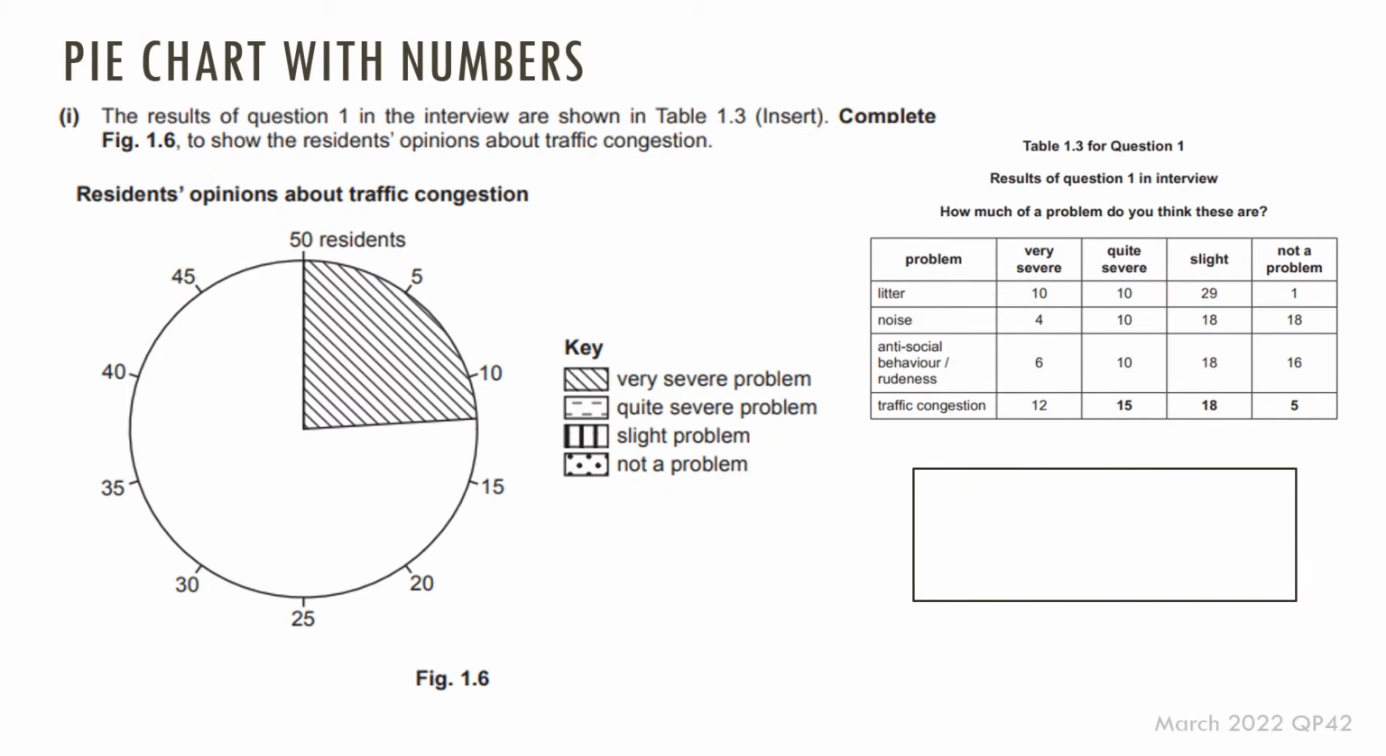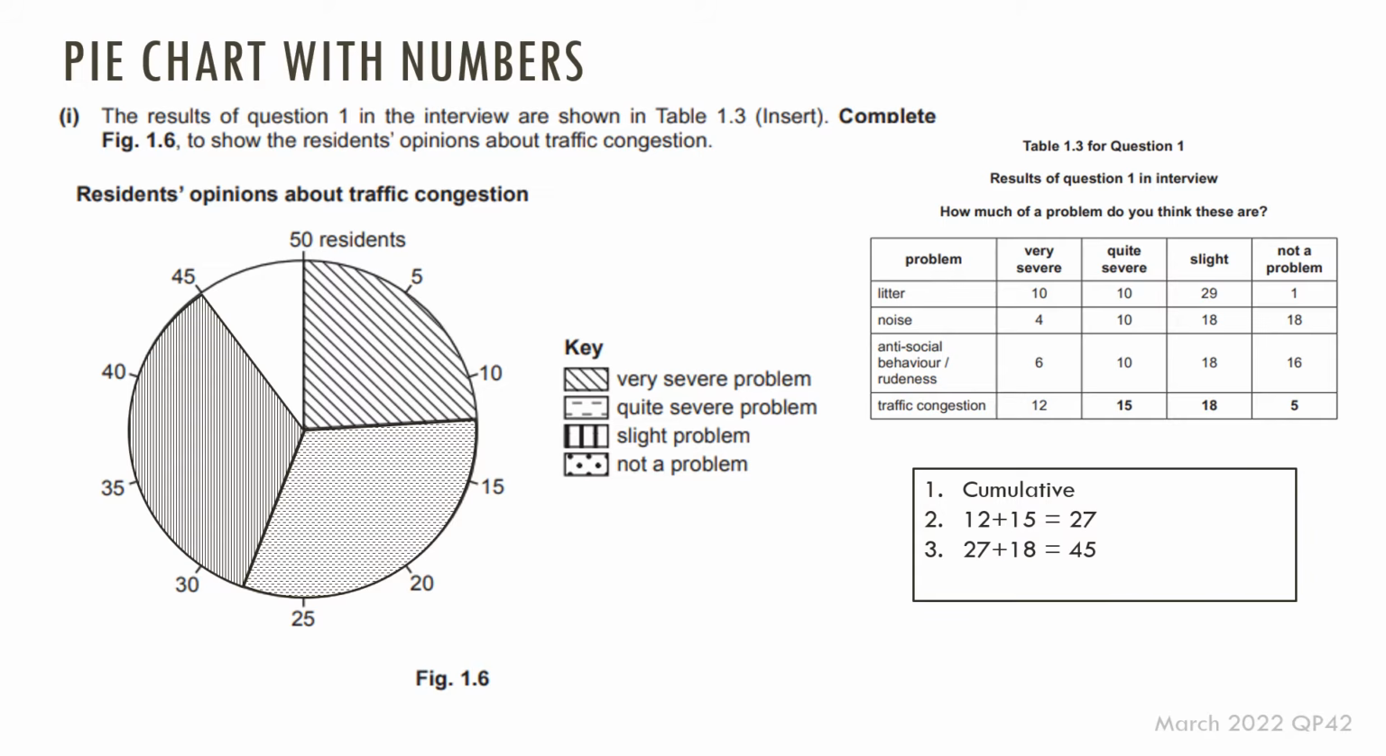Next one is when you have numbers and you have to maybe work out the angle of the degree to help you do this. So again, it's cumulative. So 12 plus 15 is 27. And again, they've put on the number of residents here and helpfully divided it up for you. And I'm going to add 18 onto that. So that takes me up to 45. And then you've got the last one, 50. And again, always copy the pattern they have done.